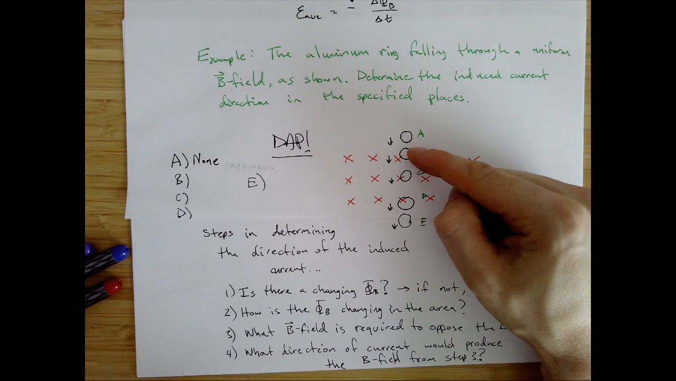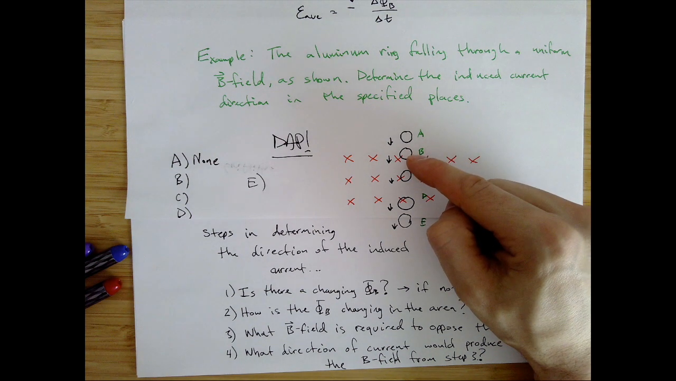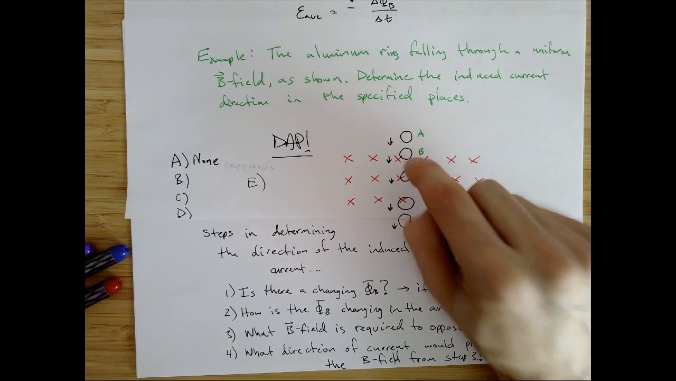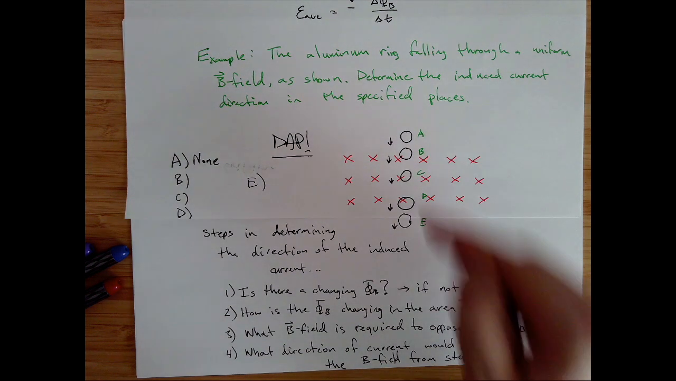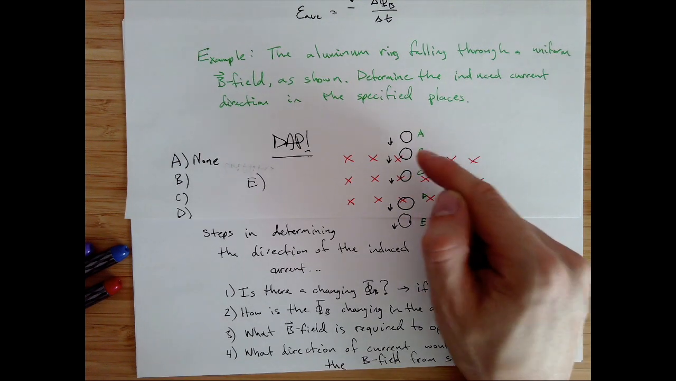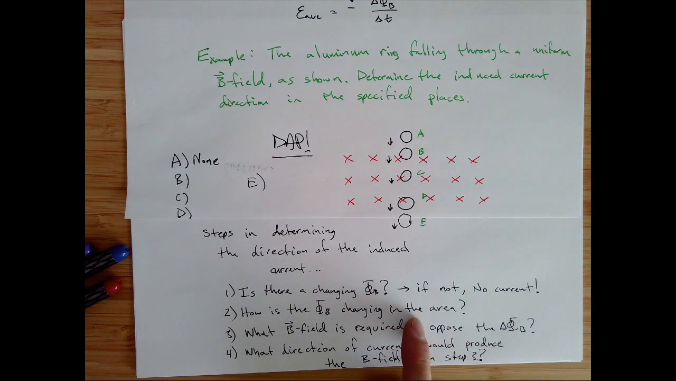As it falls into this B field, it would be immersed completely inside of that B field. So the number of X's in the area, the number of B field lines going through the area, would be increasing until, of course, it's all the way inside of the field. So at B, we would have a changing magnetic flux, and the change would be that there would be more X's in the area.